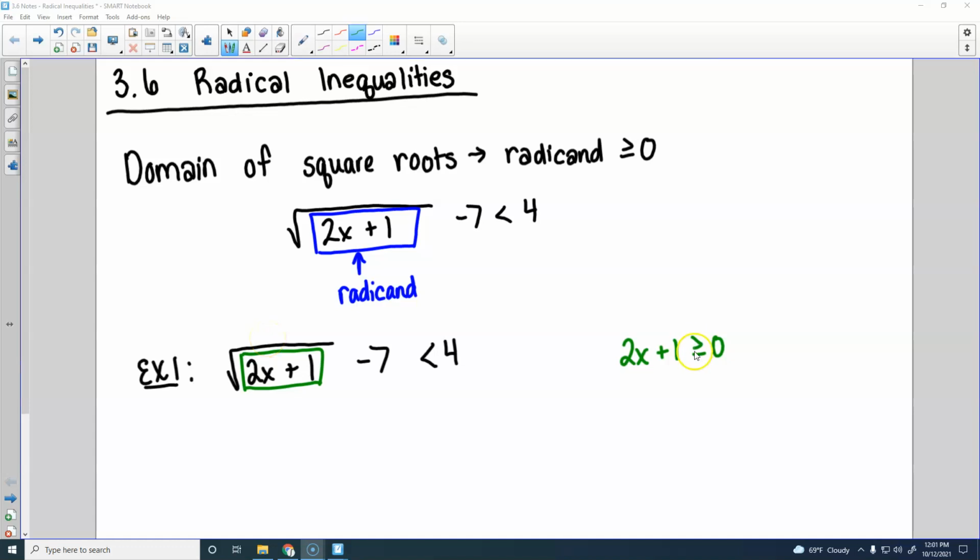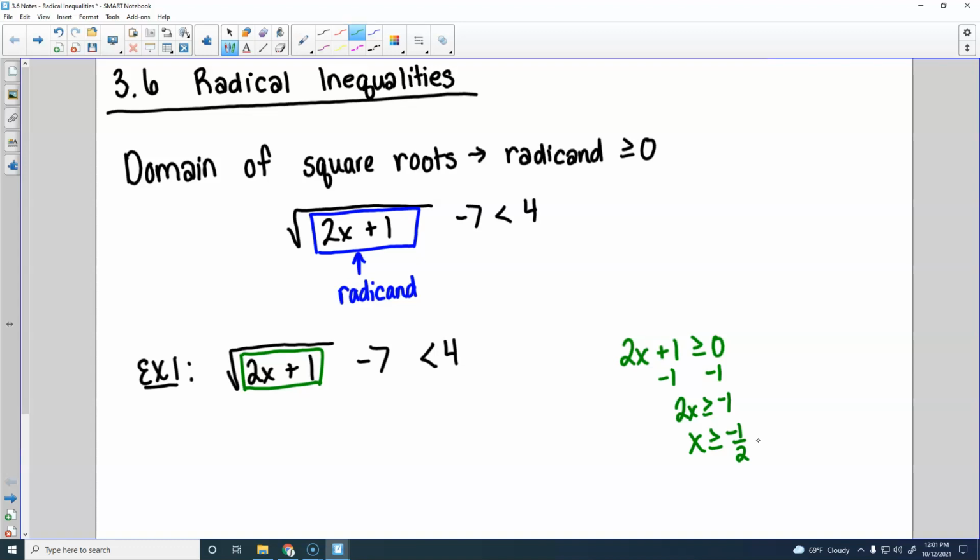So, if I want to solve this, this is a pretty simple inequality to solve. I'm just going to subtract that 1. 2x is greater than or equal to negative 1. X has to be greater than or equal to negative 1/2. So when I'm looking at answers for this, the answers have to be greater than or equal to negative 1/2.